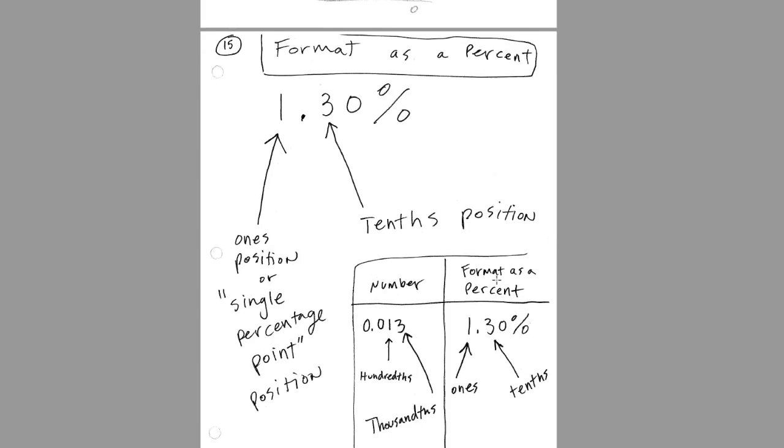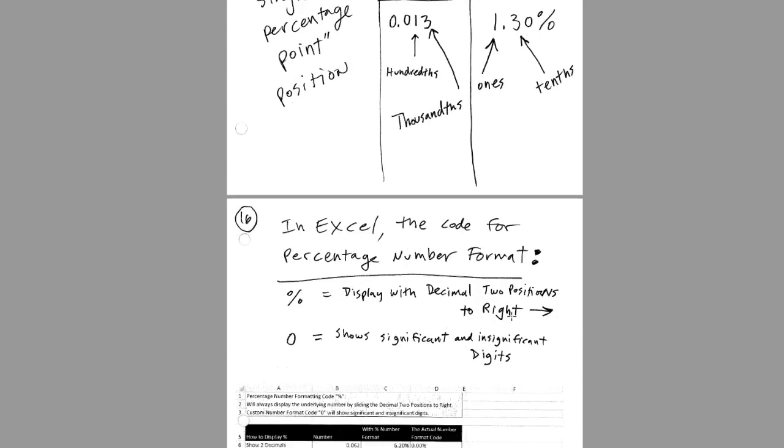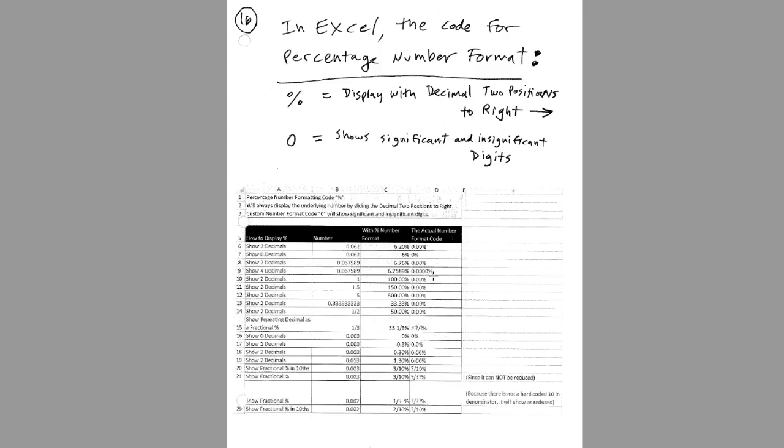Now on page 15, just a reminder, when we format something as a percent, we see it like this. People will talk about it. This is the ones position or single percentage point position, and that's the tenths position. If we look at the number and the formatted percent, the words are totally different. That actually is the hundredths position. That's the thousandths position. Whereas when we format it, that's the ones position. That's the tenths position. On the next page, this is just a screenshot of what we did over in Excel.